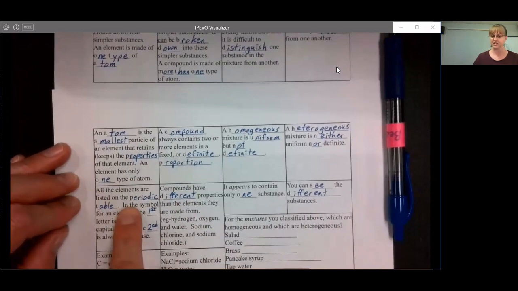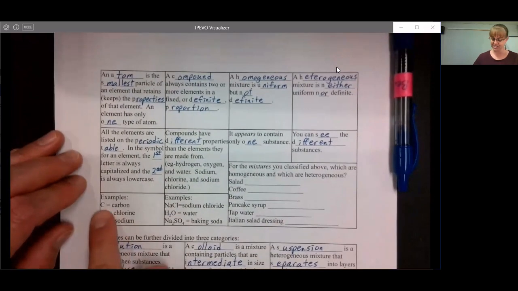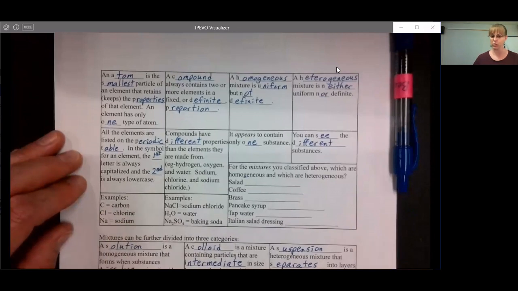All the elements are listed on the periodic table. When you look at a periodic table, the symbol for an element, the first letter is always capitalized. If there's a second letter, it's always lowercase. So for example, capital C is carbon. Capital C and lowercase l must be chlorine. It's all one. It's not a C and an L. It's not two elements. It's only one.